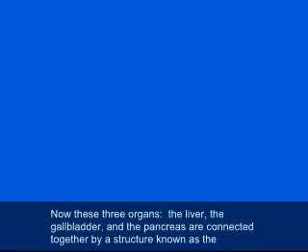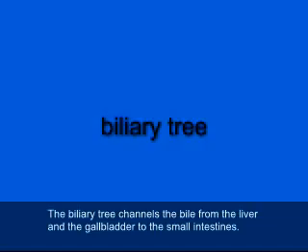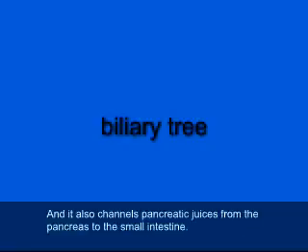Now these three accessory organs, the liver, the gallbladder, and the pancreas, are connected together by a structure known as the biliary tree, B-I-L-I-A-R-Y, tree, T-R-E-E. And the biliary tree channels the bile from the liver and the gallbladder to the small intestine, and it also channels the pancreatic juices from the pancreas to the small intestine.